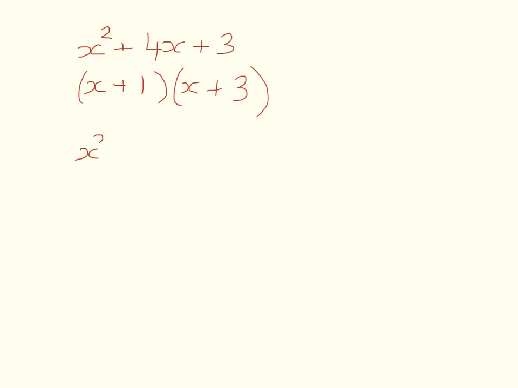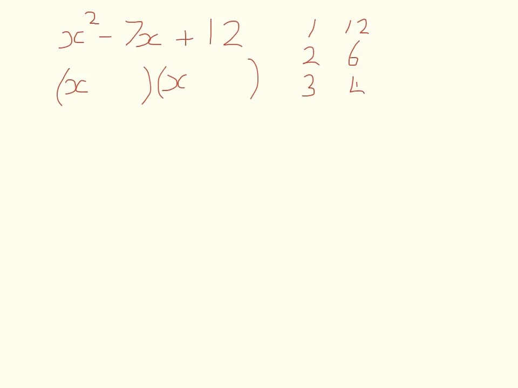Right, let's try another one. Let's try x squared plus 7x plus 6. So let's put down our 2 brackets and an x and an x. Now I need 2 numbers that multiply to give me 6 and add together to give me 7. If you think about it for a little while, hopefully you'll agree with me that it's plus 1 and plus 6. They multiply to give me 6 and they add together to give me 7.